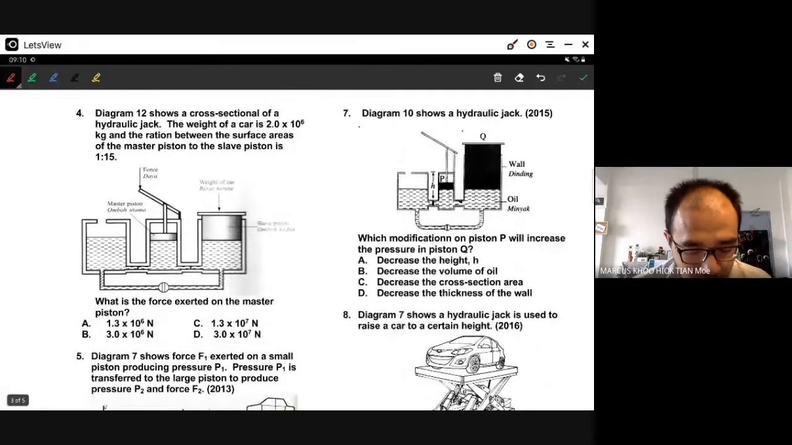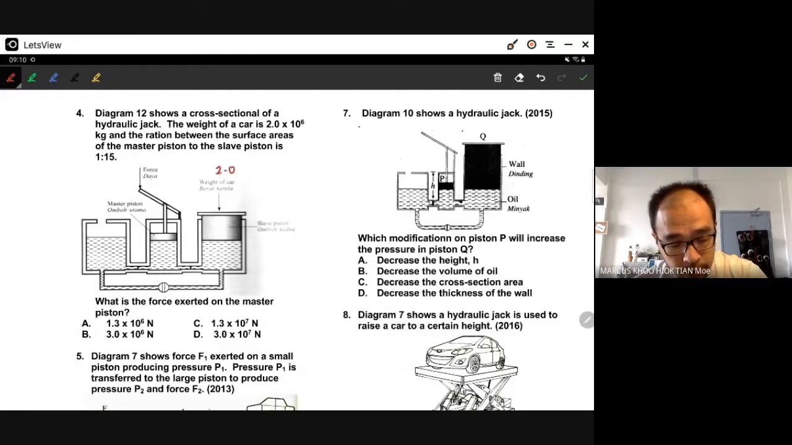Okay, number 4. Diagram 12 shows the cross-sectional area of a hydraulic jack. The weight of the car is 2.0 times 10 to the power of 6 kg. Okay, fine, let's just use that. The ratio between the surface areas is 1 to 15. So the master piston is 1 and this one is 15. What is the force exerted on the master piston?